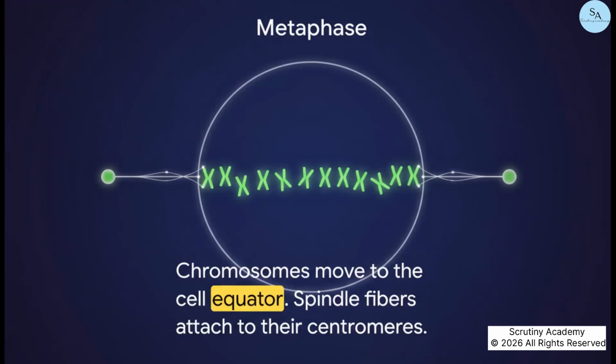Next up is metaphase. Here's a great way to remember this one: M for metaphase, M for middle. It's that simple. All the chromosomes get pulled into a perfect, single-file line right across the middle of the cell, what we call the equator. Each one is hooked up to these things called spindle fibers.